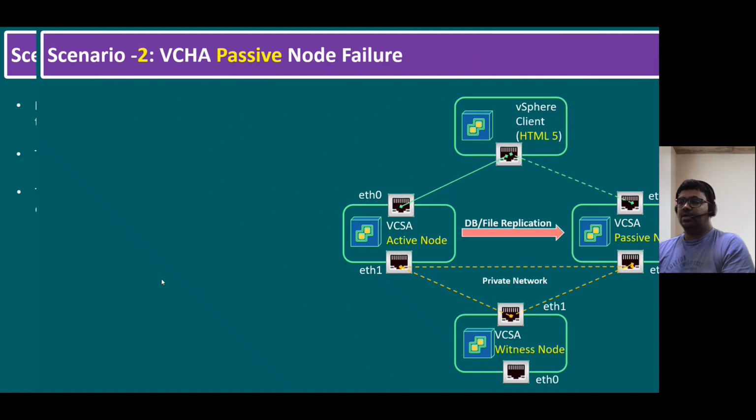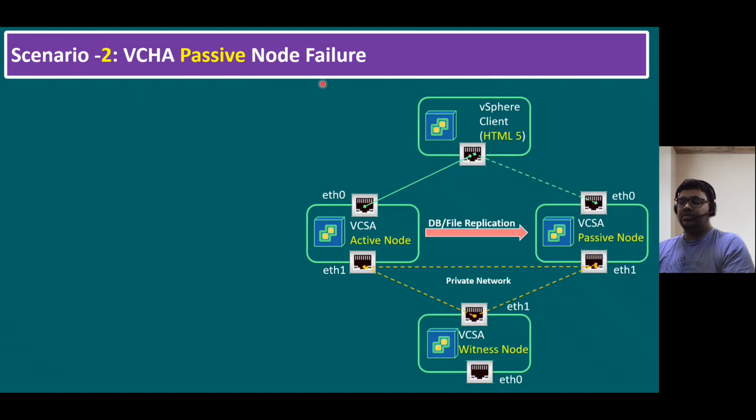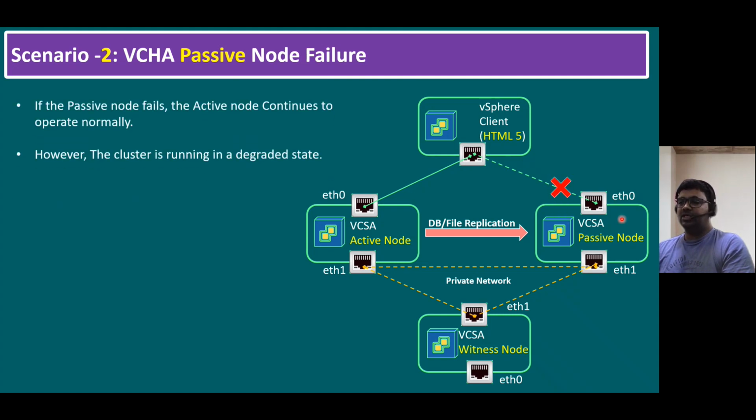The second scenario is VCHA passive node failure. When the passive node fails, the active node continues to operate normally. However, the cluster is running in a degraded state. When it is in a degraded state, it is our responsibility to bring up the passive node. The passive node is required to return the cluster to a healthy state.